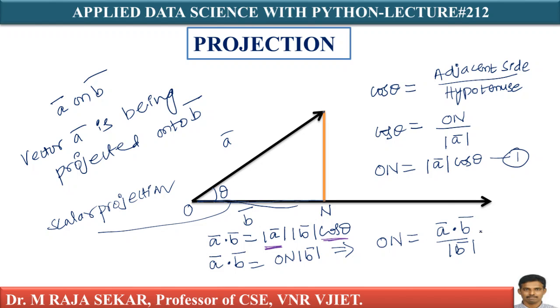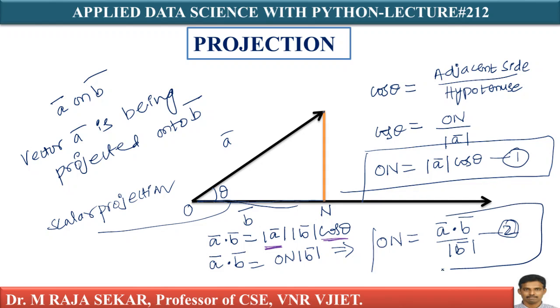Let me say this is equation 2, isn't it? ON is scalar projection. I could write 2 different equations for the projection of A. This is the first equation, this is the second one. There are 2 forms. I could write 2 different forms for the projection of A bar on B bar depending on what I have to work with. We will try to understand these things with some numerical examples.